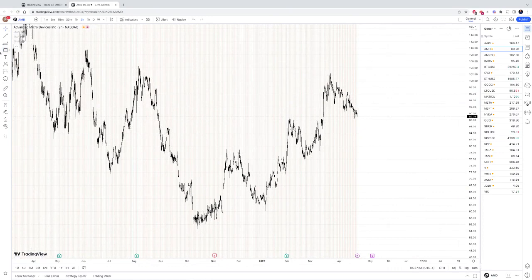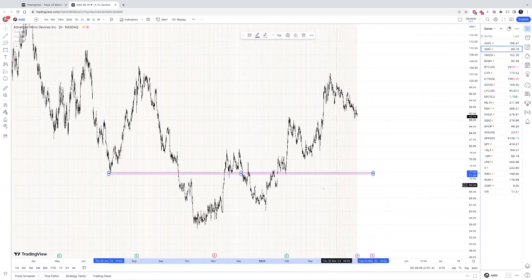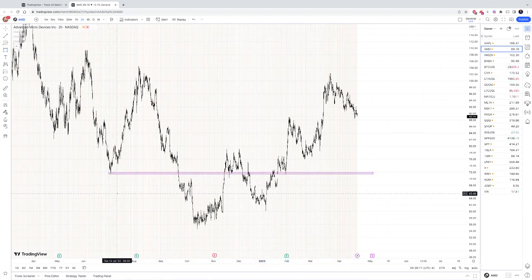Okay, so starting off, let's select the rectangle tool, and one clear level of interest that I see is down here, and I'll tell you why I'm seeing this as a level of interest. There are a couple of instances where this turned into either support or resistance, and I think that's what we're looking for when we are trying to mark out a level in a chart. So here you can see that this area turned into support last year, and this area turned into support in February of this year.